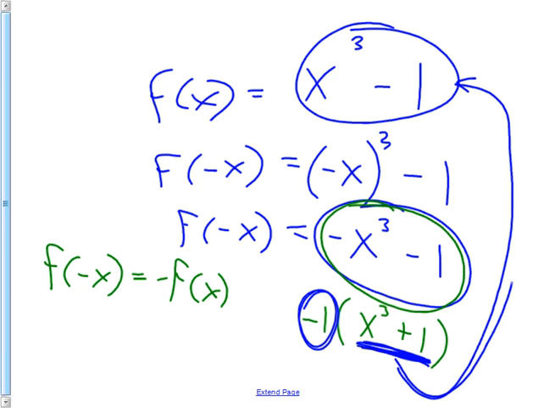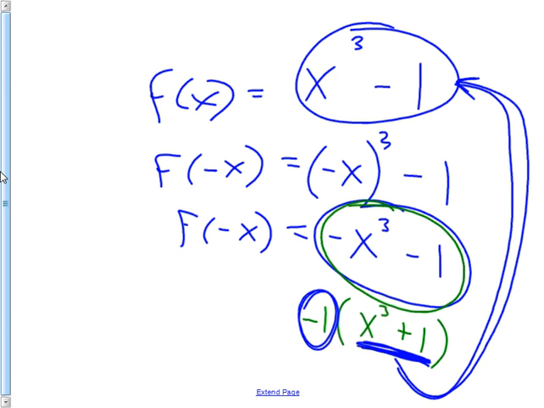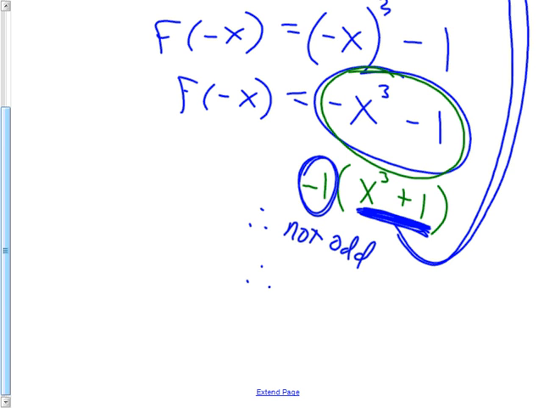Is this the same as this? No. And therefore, I just proved, by factoring out that negative 1, and then this not being f of x, that I now can say, therefore, it's not odd. And as soon as you say it's not even and not odd, then you can say, therefore, it is neither. That function I just did there is a neither.